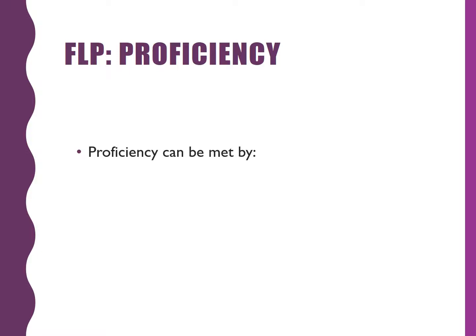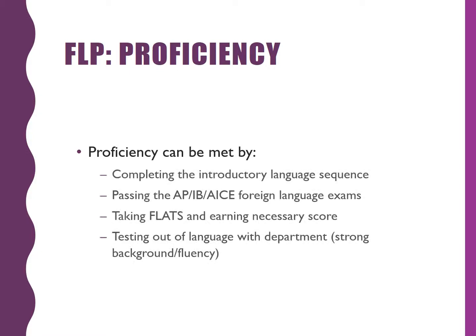Now, proficiency can be met in a lot of different ways. It can be met by completing the introductory language sequence, as I just described. It can be met with passing your AP, IB, or ACE foreign language exams. If a student takes a foreign language exam in any of those 3 credit by exam areas and earns the passing score, then they will meet the language proficiency automatically, because there's no language exam that gives credit to a student for anything lower than 1131, which is going to complete that language proficiency requirement, or meet that language proficiency requirement, I should say.